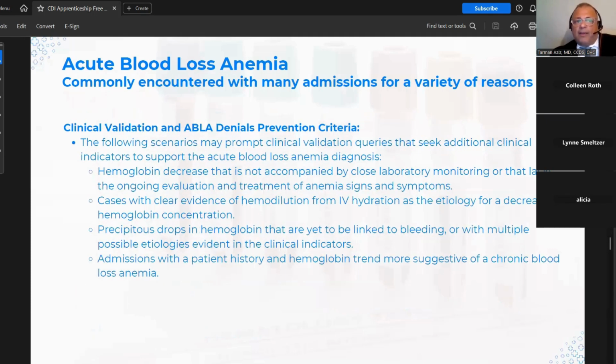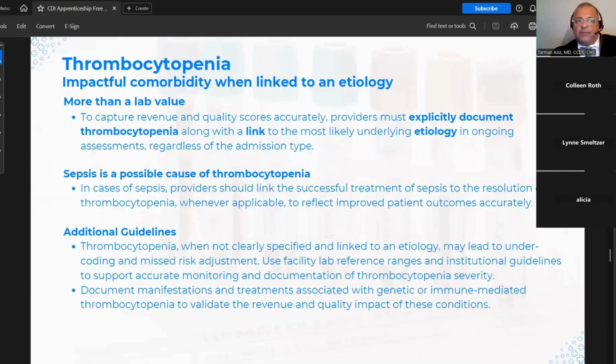So beware, acute blood loss anemia is a commonly denied diagnosis, and auditors will have a field day taking away the impact of the record by saying this appears to be more of a chronic blood loss than an acute blood loss. So that's why we want the provider to always give us that good justification for their diagnosis.